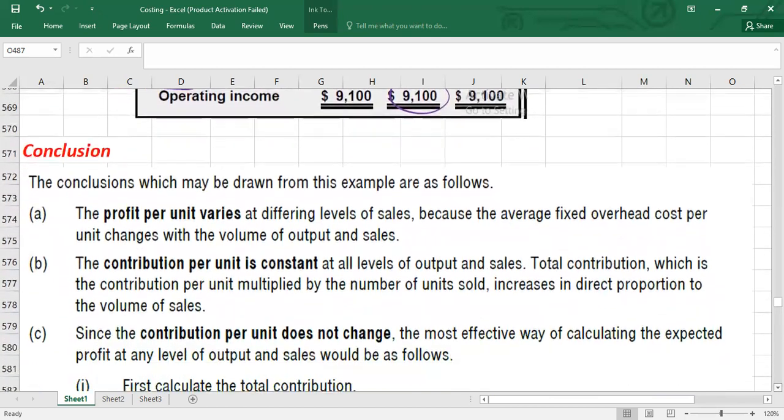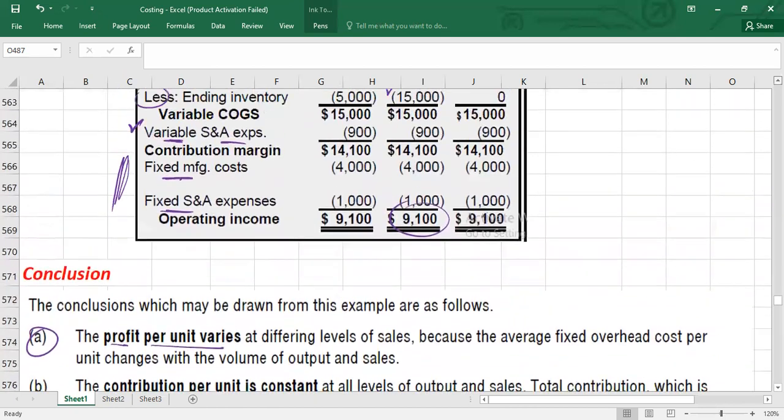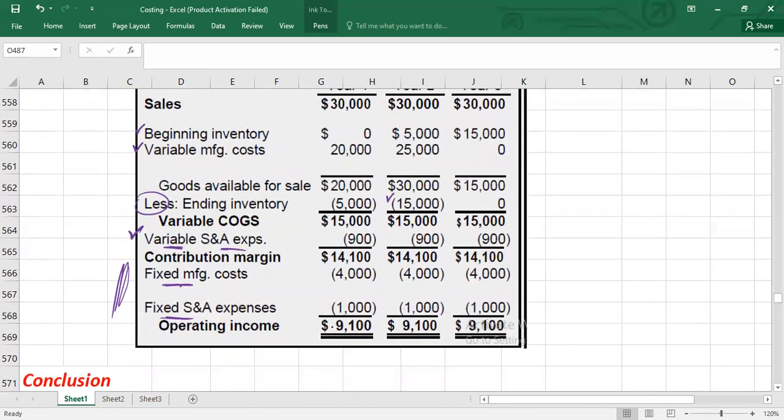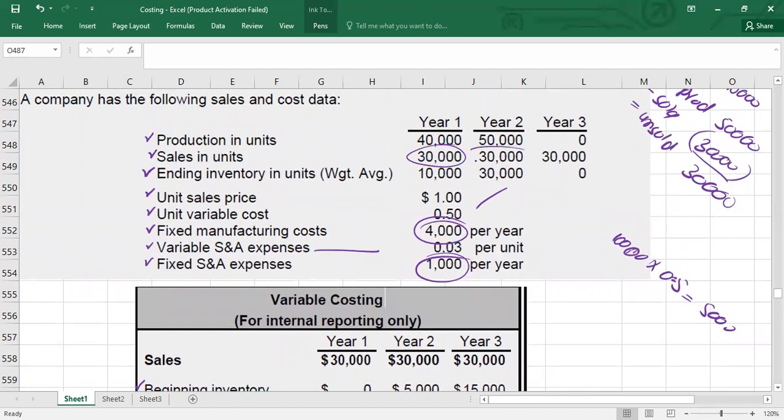What is the conclusion? These are the points you should remember, guys. First point: profit per unit varies. I'm talking about this profit divided by the number of units sold. It should vary, but here it will be the same in this example. Why? Because every year we sold 30,000 units. That is why your profit per unit is constant. But ideally, if your sales change, profit per unit will change.